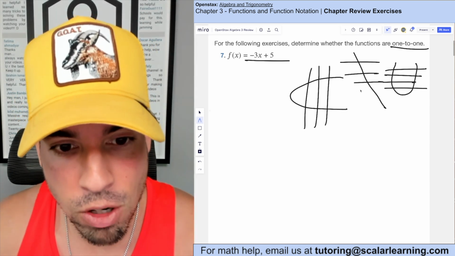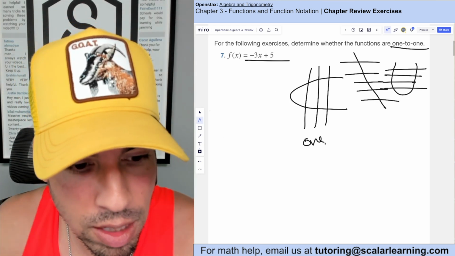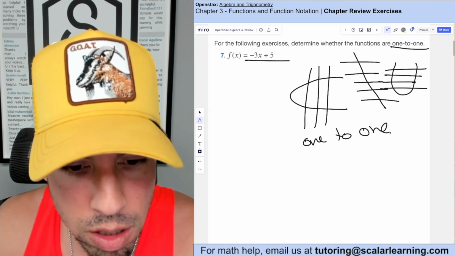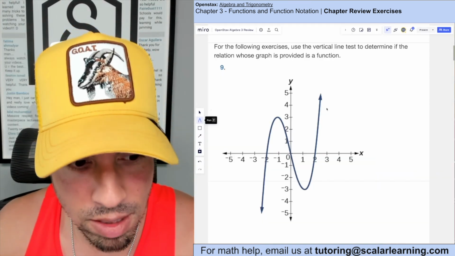It obviously is a function. It passes that horizontal line test, which means this is indeed one-to-one. Boom, done.